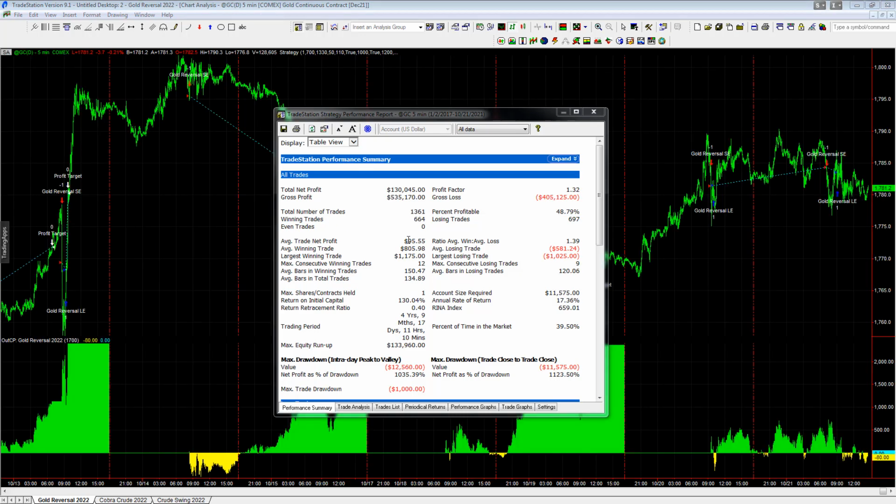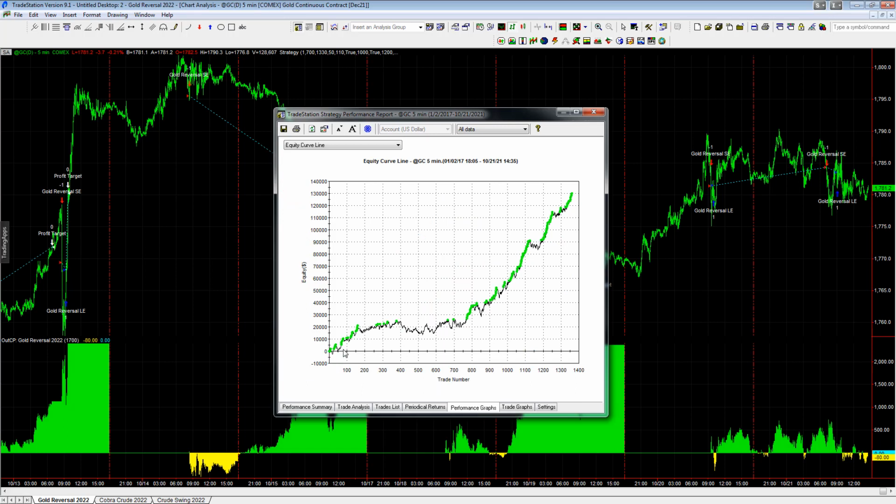So going back to 2017, 95.55 after $25 round turn slippage and commission, $120 before slippage and commission, 11,575 drawdown, 130,000. Now let's look at the equity curve. So you can see how it's done since the beginning of 2017. It kind of went sideways from June of 2018 until about September of 2019, and then it starts to accelerate again.